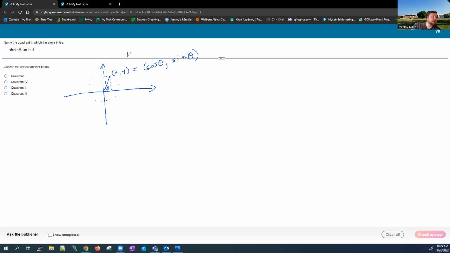Okay, so let's label the quadrants. So this is quadrant 1. This is quadrant 2. Promise this is the only place you're going to see Roman numerals in this math class. All right, pen. Okay, my pen's not writing. Let's try that again. Okay. There we go. So quadrant 1, 2, 3, and 4, we go around counterclockwise.